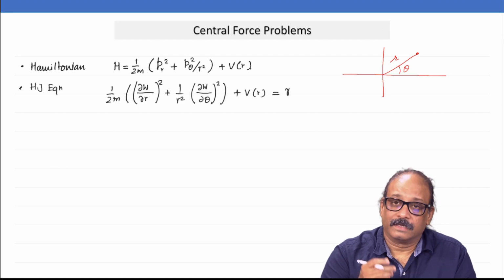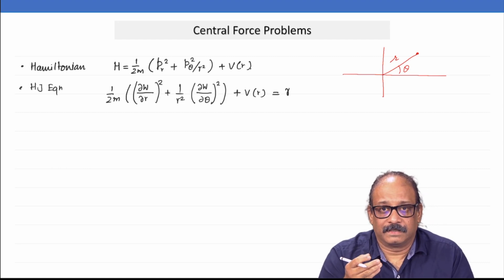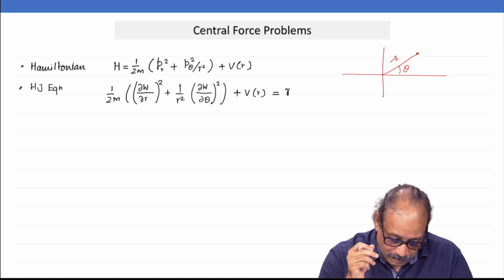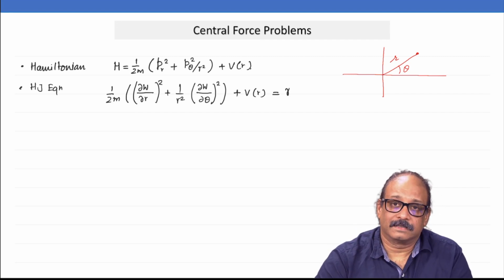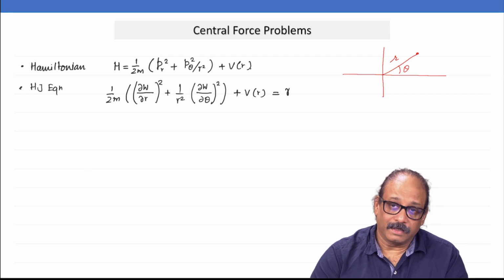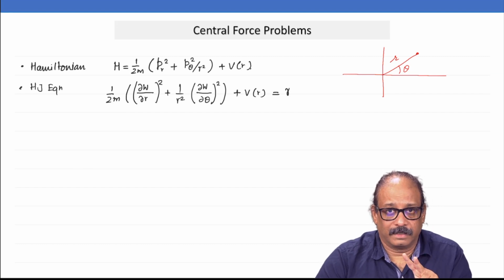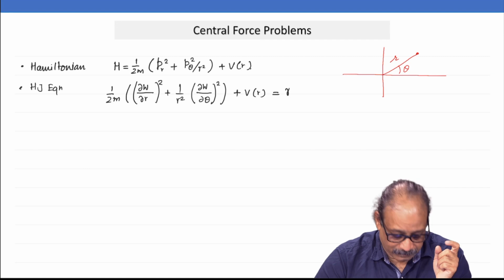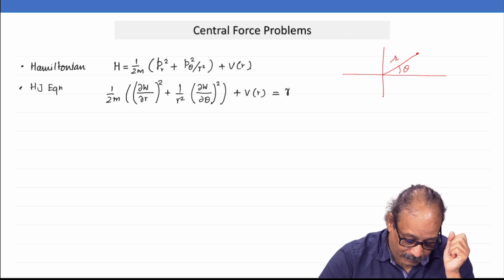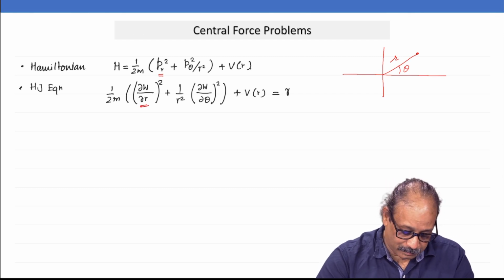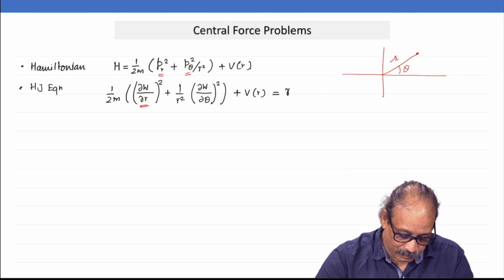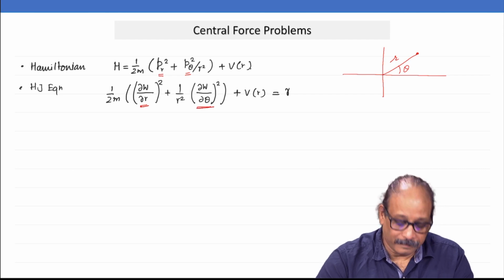Now, the Hamiltonian is just p r squared plus p theta squared by r squared, divided by 2m, plus the potential energy. Okay. Construct the Hamilton-Jacobi equation. Remember now there are two coordinates, one is r, one is theta. So, I will replace p r by del W by del r, and I will replace p theta by del W by del theta, in this term here. Okay.